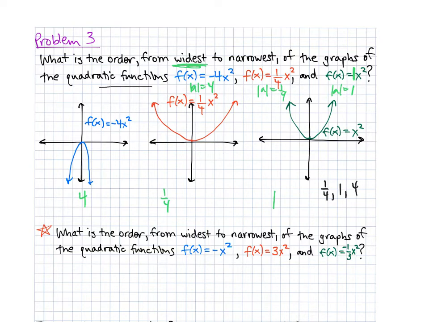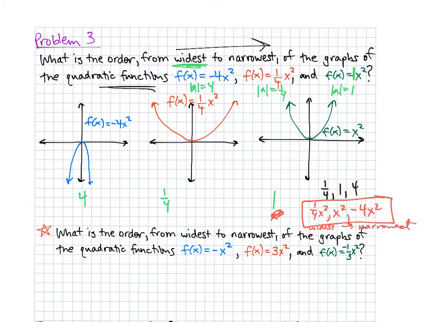And now it's asking for the functions listed from widest to narrowest. So then just take your number and turn it back into the function, right? This was x squared, 1/4 was 1/4 x squared, so that's our widest. 1 was x squared, so that's our middle one, and then the 4 was actually negative 4x squared. So those are our three functions ordered from widest to narrowest. Okay, so just look at the absolute value of a, order from smallest to largest, and then rewrite them as a function.